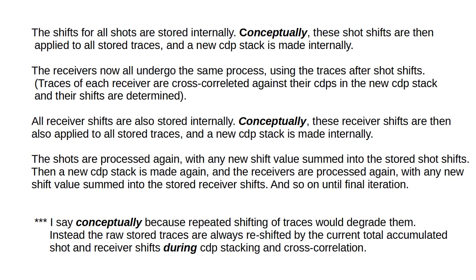The shots are processed again, and any new shift value is summed into the stored shot shifts. Then a new CDP stack is made again, and the receivers are processed again, with any new shift value summed into the stored receiver shifts, and so on until the final iteration. I say conceptually because repeated shifting of traces would degrade them. Instead, the raw stored traces are always reshifted by the current total accumulated shot and receiver shifts during CDP stacking and cross-correlation.